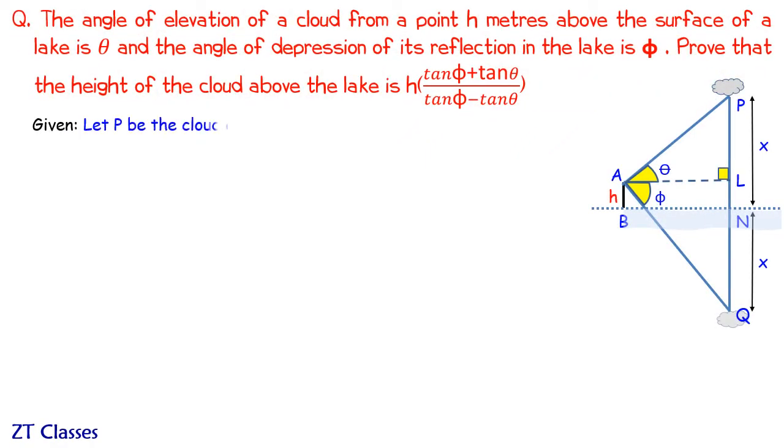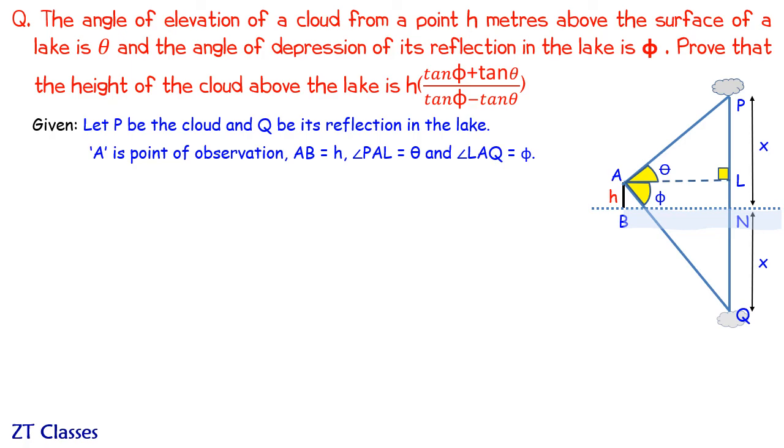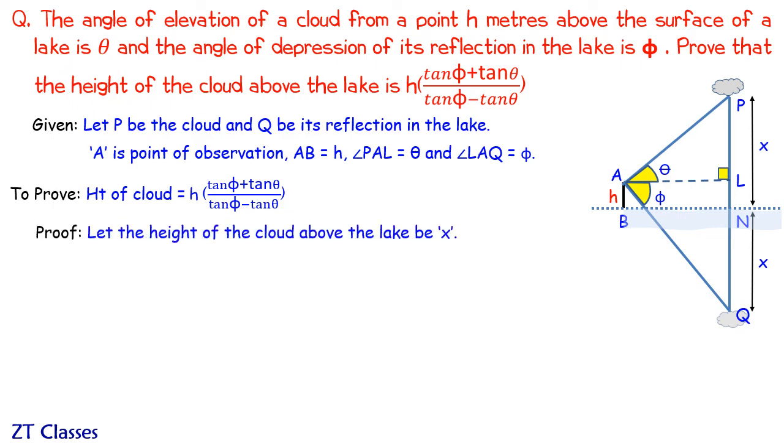Here what is given is that P is the cloud and point Q is its reflection in the lake, A is the point of observation, and AB is h. Angle PAL, the angle of elevation, is theta, and angle LAQ, the angle of depression, is phi. Here we have to prove that the height of the cloud is h times (tan phi plus tan theta) upon (tan phi minus tan theta). Let's see the proof of it. Let the height of the cloud above the lake be x.